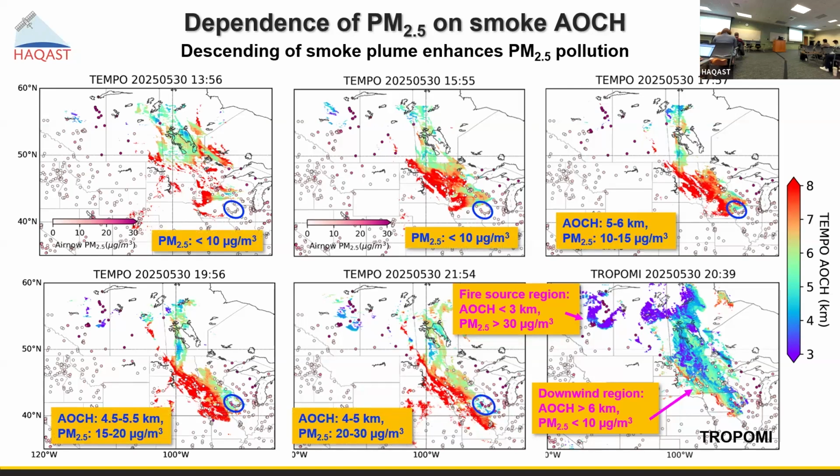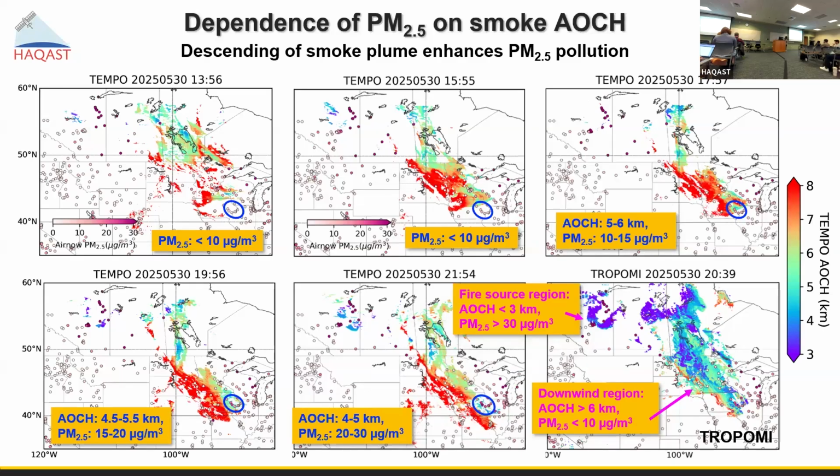For example, let's focus on the eastern Iowa region highlighted by this blue circle. We can see that in the morning, this region is still not influenced by the smoke plume, and the PM2.5 is still low. When it's close to noontime, the smoke transports to this region, but the AOCH is still high, so the PM2.5 increased a little bit. And in the afternoon, the smoke plume in this region descends.